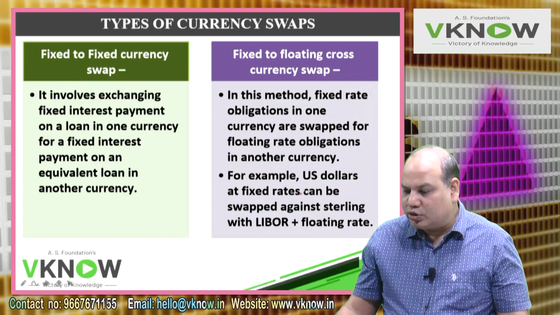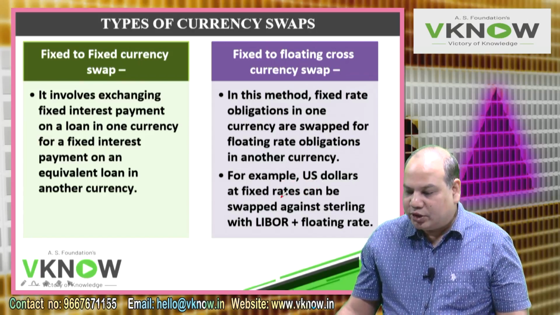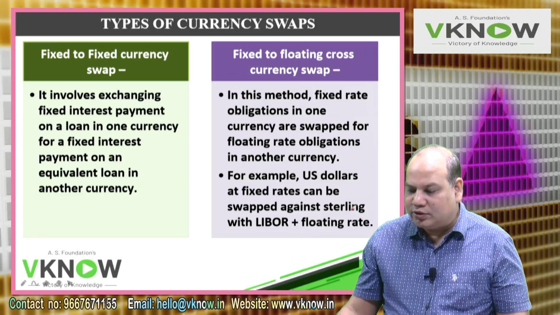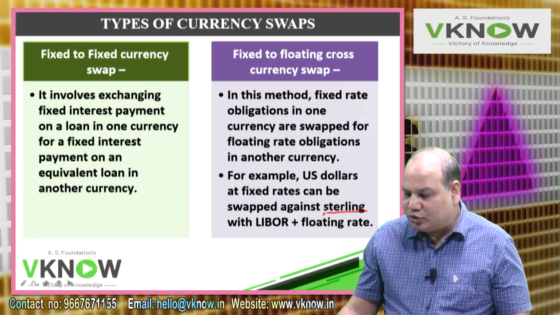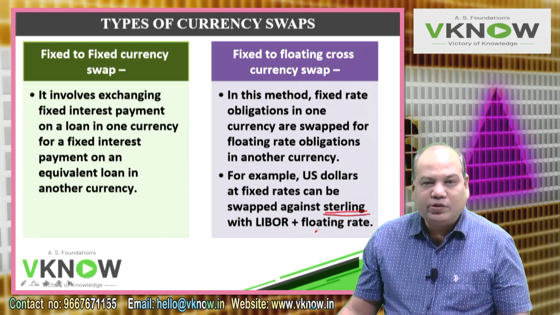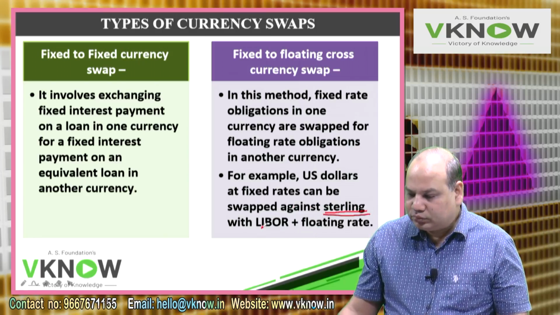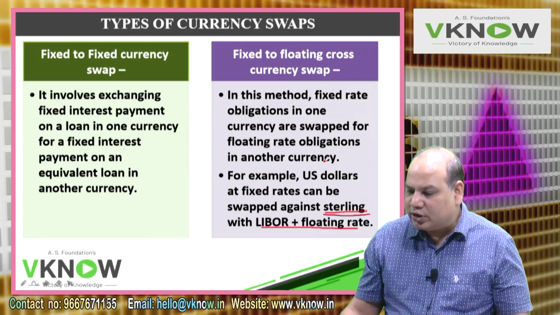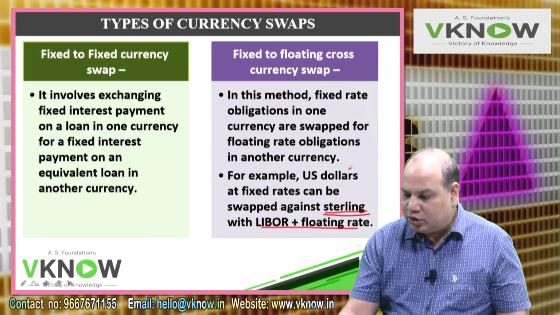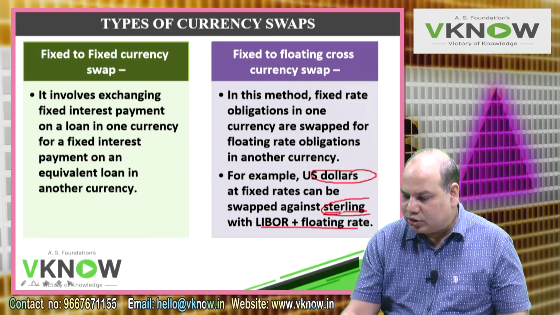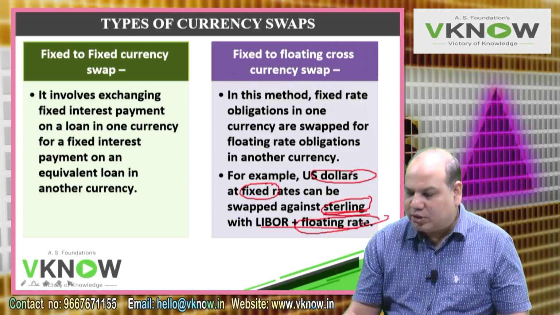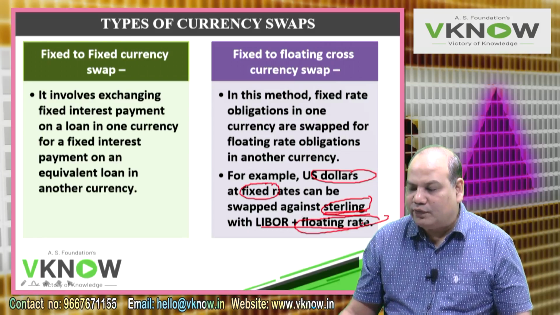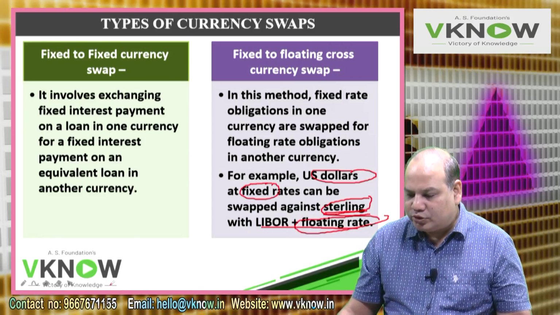Example, US dollar at fixed rate can be swapped against sterling. Sterling means pound, currency of the UK, with LIBOR plus floating rate. So we are exchanging two different currencies, dollar and pound. So this is currency swap, and we are also swapping fixed rate and floating rate. So that becomes interest rate swap. Therefore it is called fixed to floating cross currency swap.